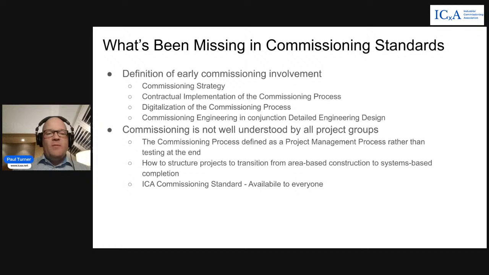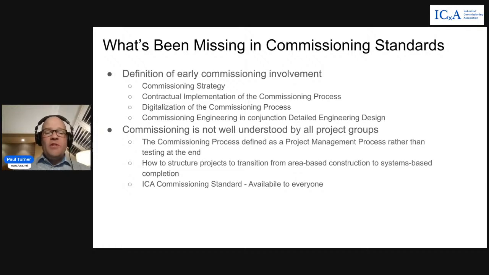A critical aspect of the commissioning process, really the fundamental idea here, is how to structure your projects to transition from area-based construction to systems-based completion. Of course, every construction group is going to optimize their construction activities, and that absolutely needs to happen, to optimize for lead times for long lead materials, to optimize for large workforces. And we need to allow construction groups to exercise their expertise to optimize construction sequences. But at a certain point, about 60 or 70% complete construction, it's critical that we've defined precisely how that area-based construction is going to transition to systems-based completion.